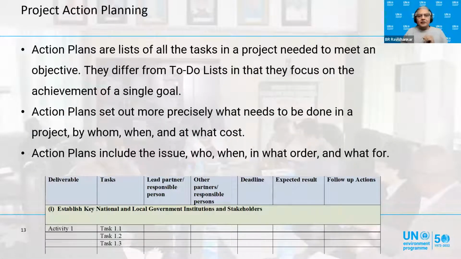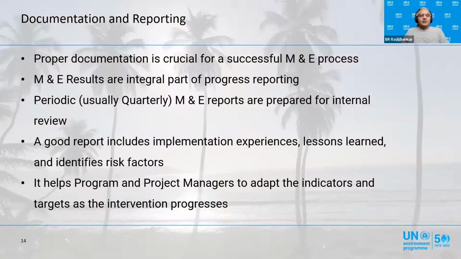So I'm almost done, with the last couple of slides. Project action planning comes after everything, when you're ready to implement. This is where the rubber hits the road. You identify the activities, the various tasks, who is going to lead, who is going to be part of the team, and what the deadline is. You put all of these things together, and that becomes your action plan to implement the project. Documentation and reporting, as I mentioned, proper documentation is crucial, and the results are an integral part.